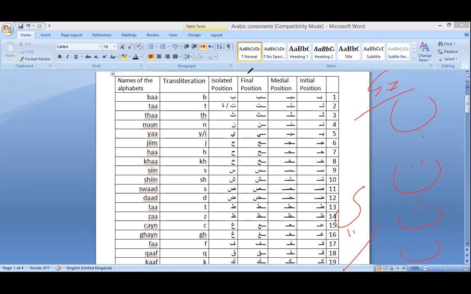The difference between these letters is the number and the positions of the dots. This one has a dot here. This one has 2 dots here. This one has 3 dots here. This one has 1 dot here. This one has 2 dots here. There are 2 letters that have 2 dots, but again, the positions are different. This one has 2 dots below, and this one has 2 dots above. There are 2 letters that have 1 dot each, but again, look at the position. This one is a dot below, and this one is a dot above.